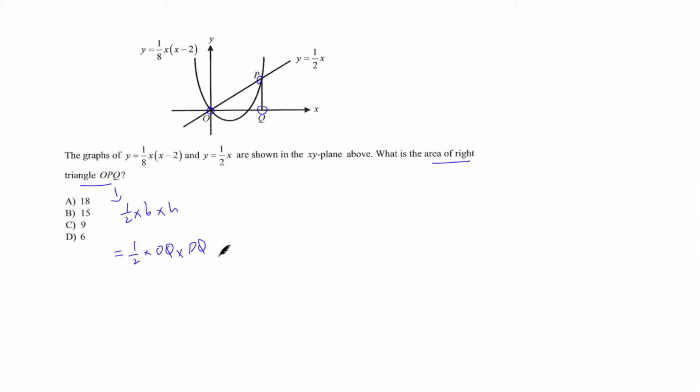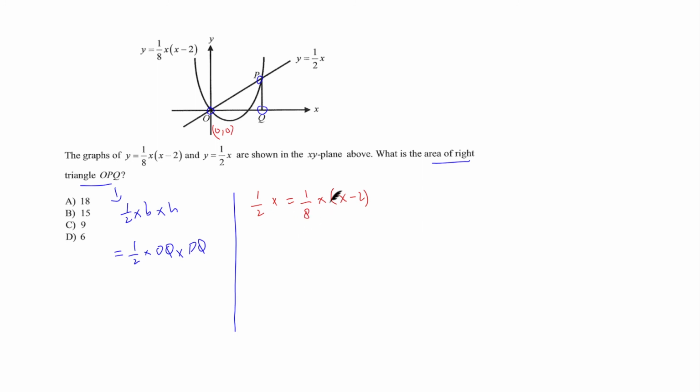These are the lengths we need. So how can we find point P and Q? Point P is definitely the point of intersection. So if I have this point, I'll have Q as well, because that is the x coordinate of point Q. Let me equate both the equations and then take it from there. Okay, so we have half x equals 1 over 8 x into x minus 2. I have equated both the equations because that will give me point P and point O, which is already 0 comma 0. I can see this is the origin, but I'll get this point, which is point P.